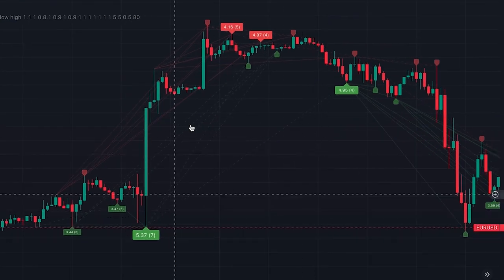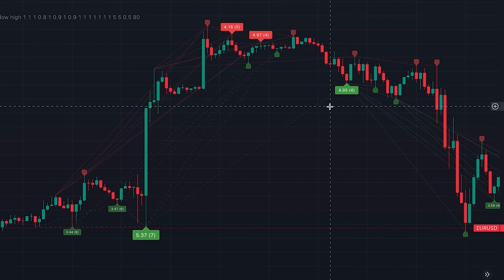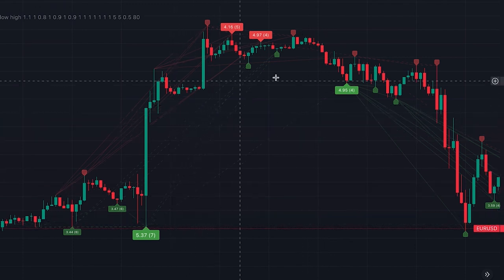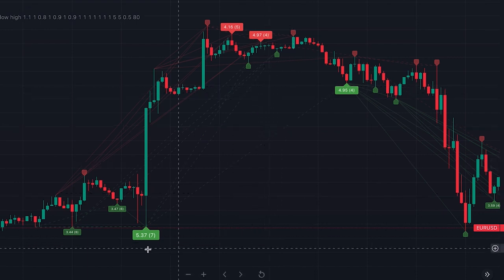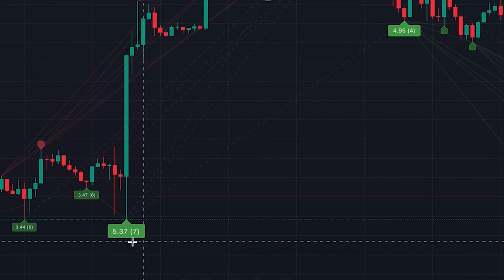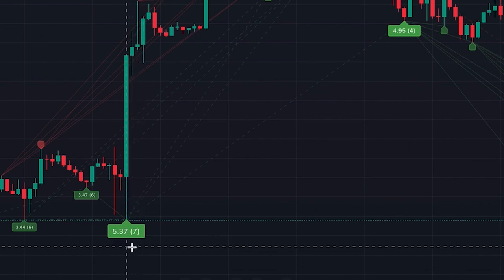As you can see, we have some labels that show where a divergence happened. The green labels show bullish divergence and the red labels show bearish divergence. They also have a number that represents the overall divergence strength and also how many indicators are showing divergences. For example, here 7 indicators are showing divergence with the strength of 5.37.